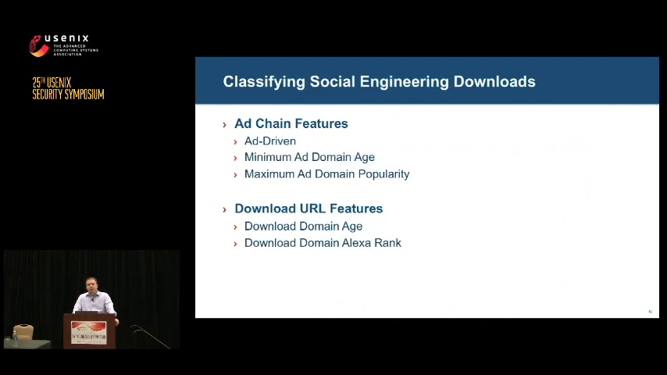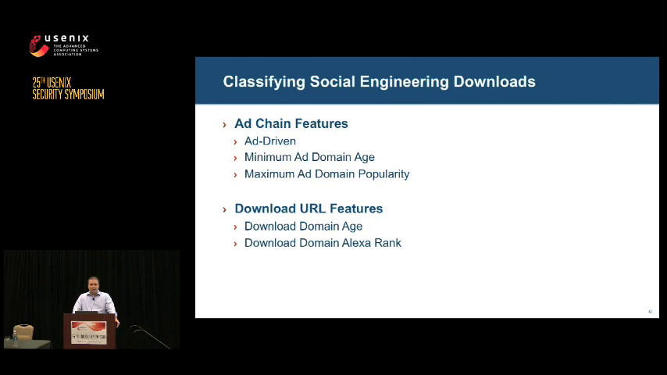So we looked at building a classifier that could detect these social engineering downloads. We came up with 2 separate classes of features. The first class is ad chain features, and the other is download URL features. From the ad chain, the first thing we looked at is: is this ad driven? Is there an ad on the web path itself that led to the download? It's a Boolean feature. The intuition here is that only 7% of the benign downloads had ads, whereas almost 90% of the social engineering downloads had ads.